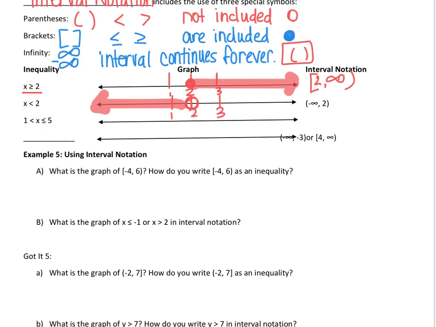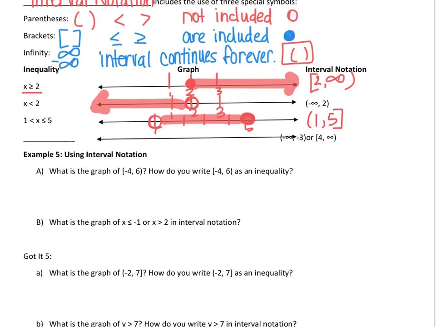1 less than x less than or equal to 5. We have to have 1 and 5 on the number line. We're going to put an open circle on 1 and a closed circle on 5, and it's an and, so we're going to shade between. Now, we have an open circle on 1, which means we give a parentheses to 1. We have a closed circle on 5, so we give it a bracket.